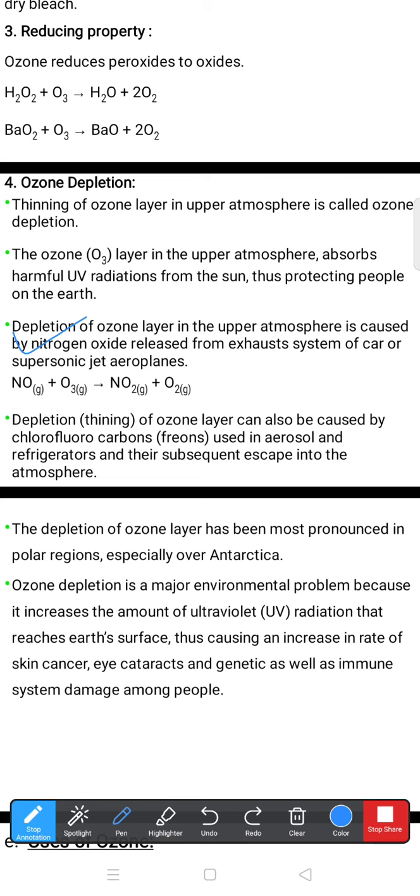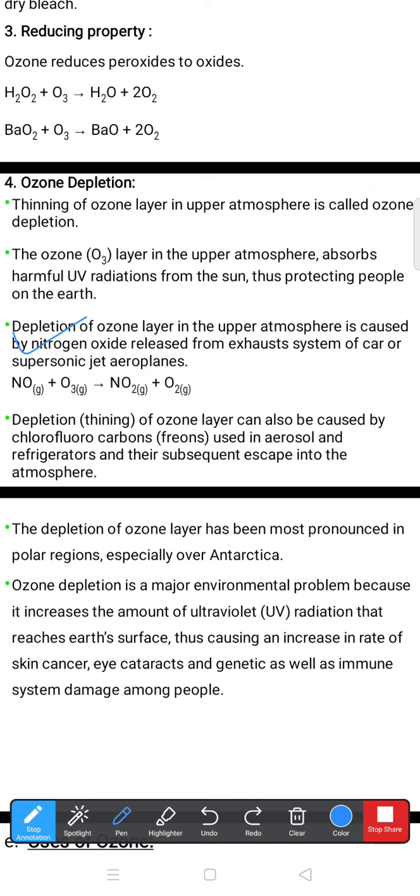So that reaction is nitrogen monoxide gas plus ozone gas, which gives NO2 gas plus O2 gas. So in this way, there is much more pollution. Depletion, meaning thinning of the ozone layer, can also be caused by chlorofluorocarbons, freons used in aerosols and refrigerators, and their subsequent escape into the atmosphere. So it is also one of the most dangerous causes.